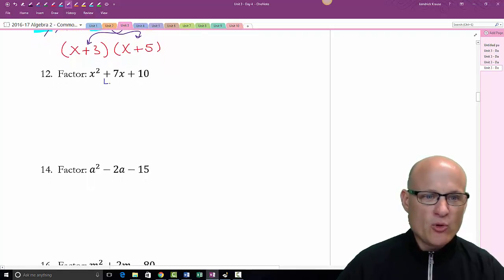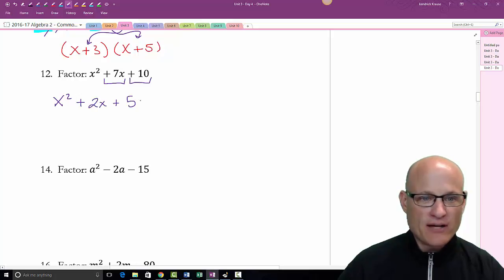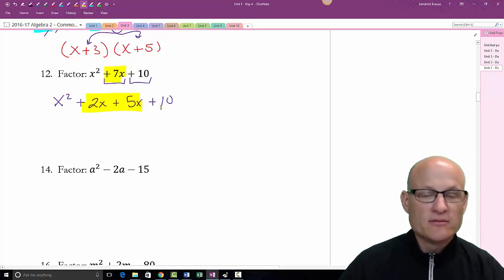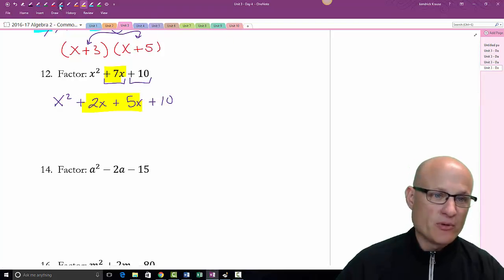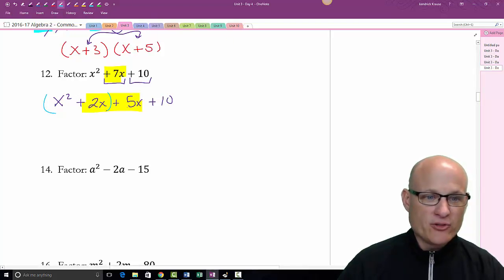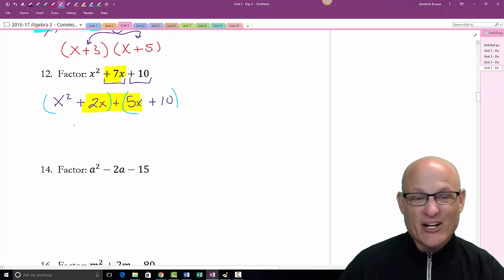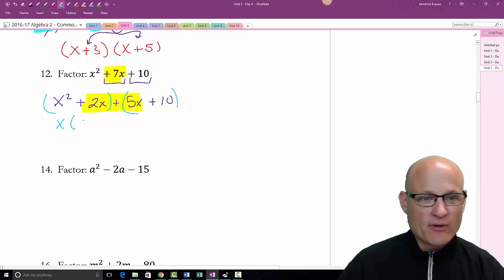So you need to come up with two numbers that multiply to 10 and add up to 7. So the two numbers are plus 2 and plus 5. Because clearly 7x is the same as those two. All I did was split it up. All right, so I'm going to combine these two, and I'm going to combine these two. I can take out a GCF. I take out an x, I'm left with x plus 2. Over here I take out a 5, I'm left with x plus 2.